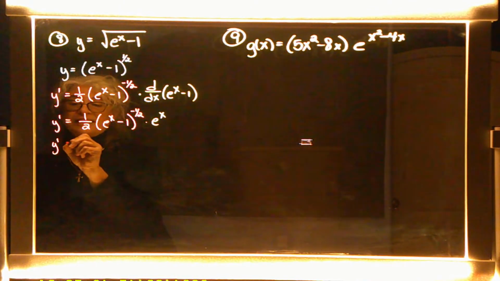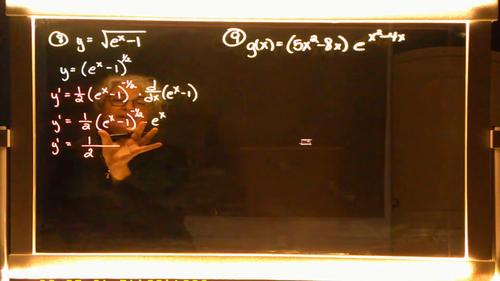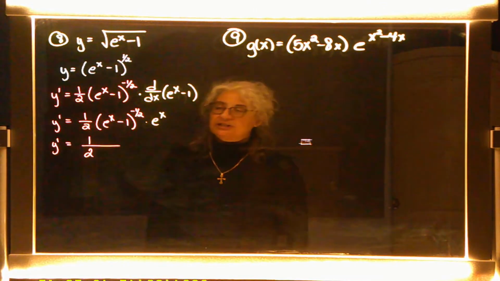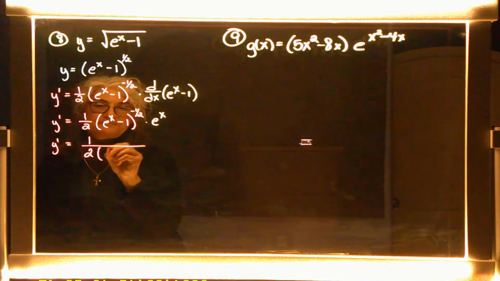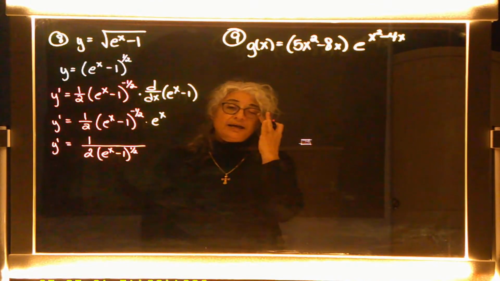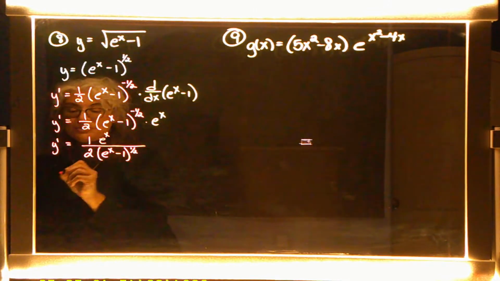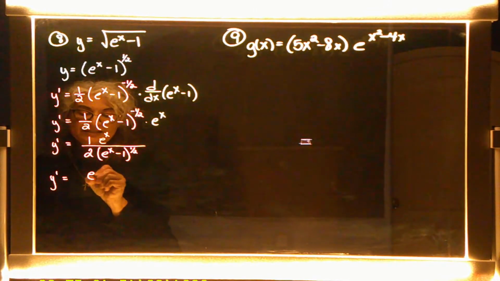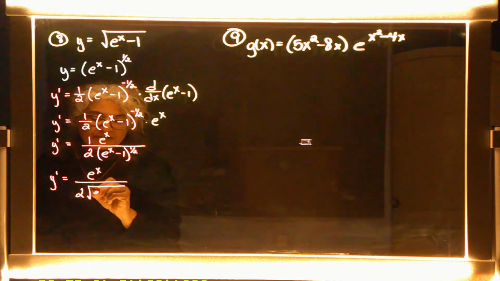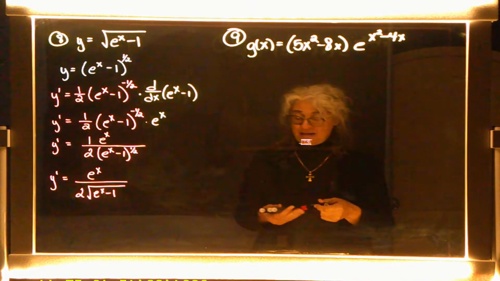So, I've got the 1/2, right? But I've got this parenthesis to a negative exponent. So where does it belong? It belongs in the denominator: e to the x minus 1 to the positive 1/2 power. And what about that e to the x? Good, it stays on the top. So the derivative in this case is e to the x over 2 times the square root of e to the x minus 1. Because remember, 1/2 power is a root.